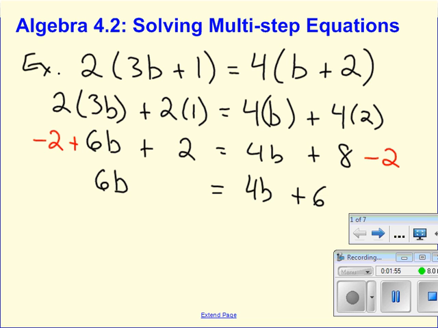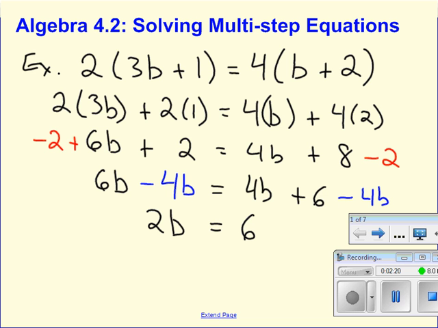On the other side, I want to make sure that the 4b moves to the left-hand side. So I will just subtract 4b from this side, and I'll have to do the same to the left. 4b minus 4b is 0 on the right-hand side, and I'm left with 2b on the left, and that's going to be equal to 6.